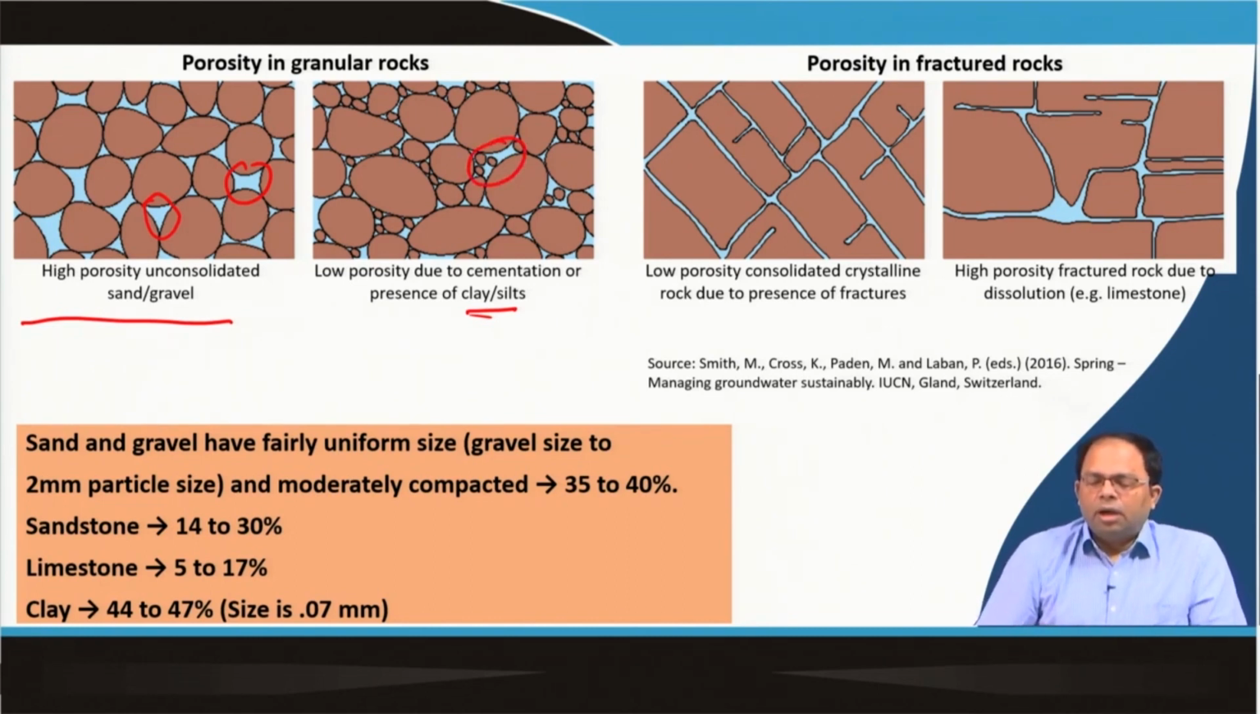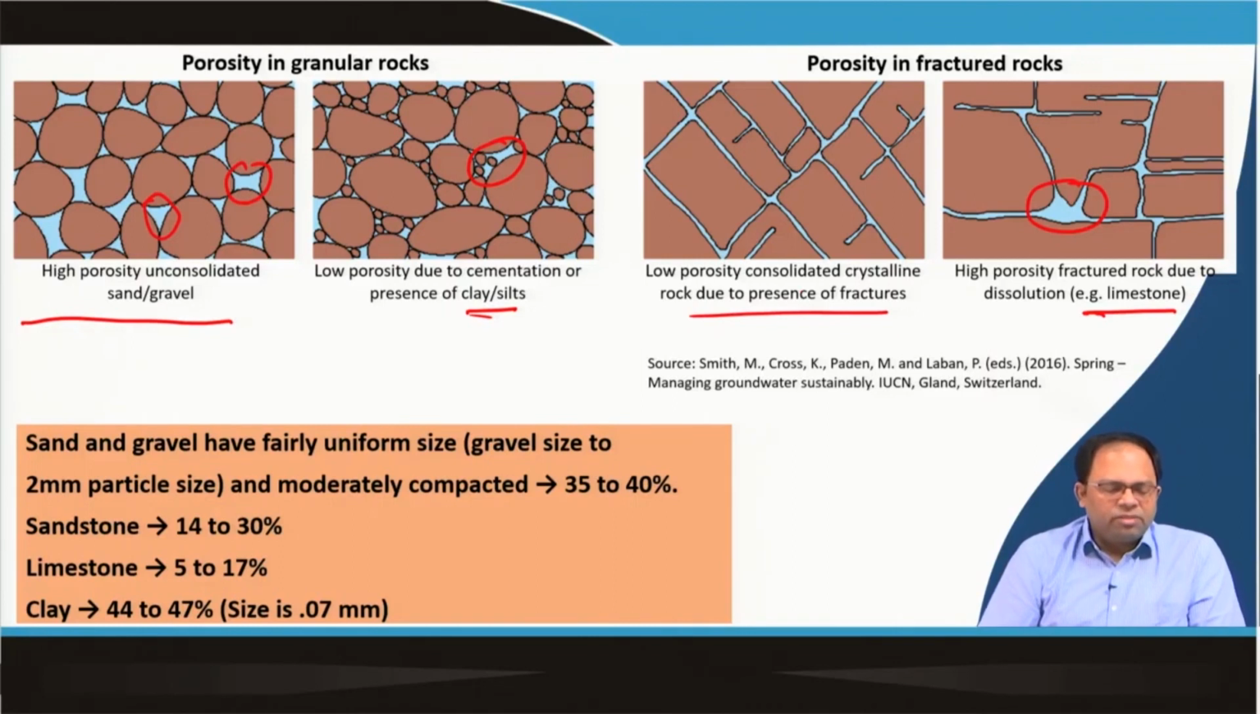In case of rocks or stone, we can see these kinds of voids created in the rocks, and you can see low porosity in consolidated crystalline rock due to the presence of fractures. Within the fractures of the rock, the water is stored, and this is a high porosity in fractured rock due to dissolution. That means some amount is dissolved. So, that is why more space is created for storing water, such as in the case of limestone. So, limestone can hold more water compared to other kinds of rock.